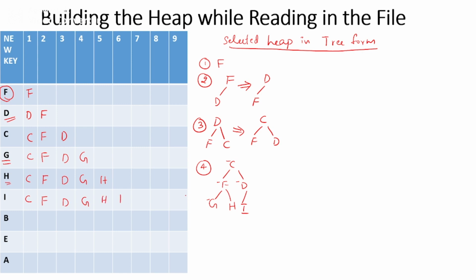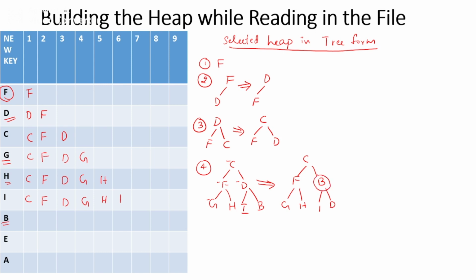Okay, then comes B. So I will include B to this position, right? When this happens, you can see B is smaller than D. Now what I need to do? I need to swap it. So my tree will be like this. C, F, here I will get B, then G, H, I and D, right?